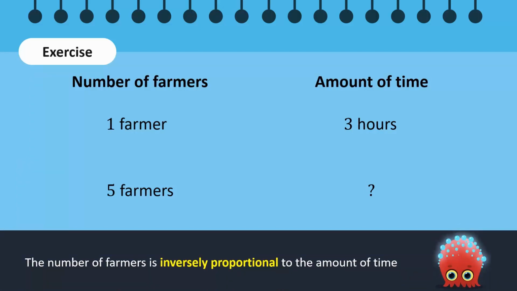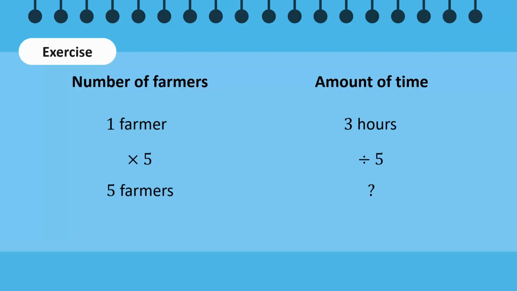If the number of farmers increases by 5 times its original value, the time they take to plant a row of corn will be a fifth of the original value, which is 3 hours. So we will divide 3 by 5. Therefore, it will take 3/5 of an hour for 5 farmers to plant a row of corn.